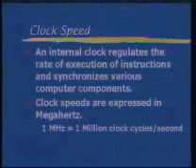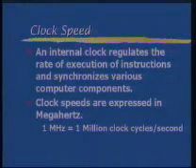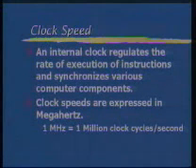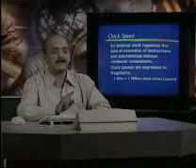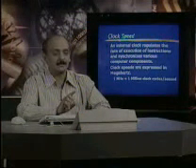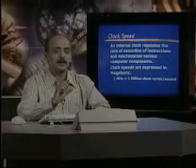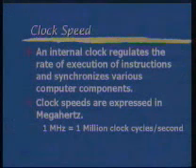After all, what is this particular thing? Well, a clock is an internal device of a processor which regulates the rate of execution of instructions and synchronizes various computer components. Now, that is very important information. In addition, clock speed is expressed in megahertz. These are the 2 things which we would like to define.